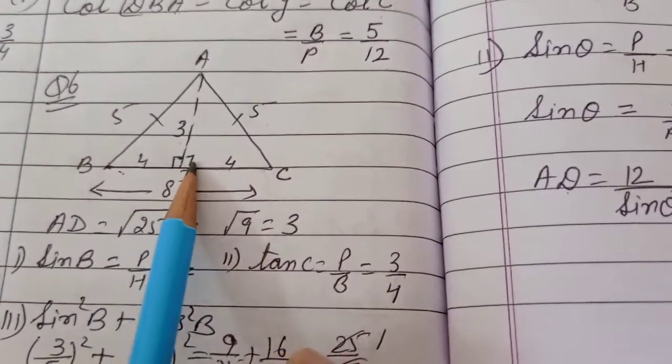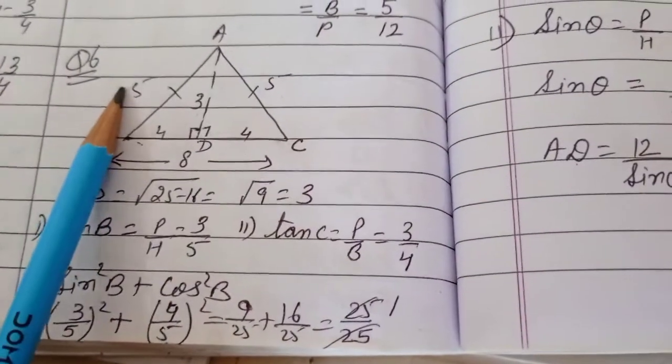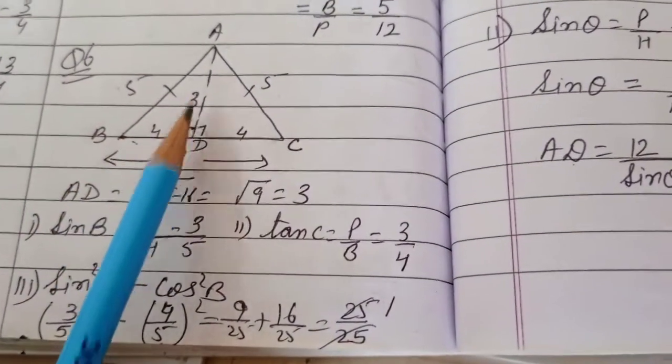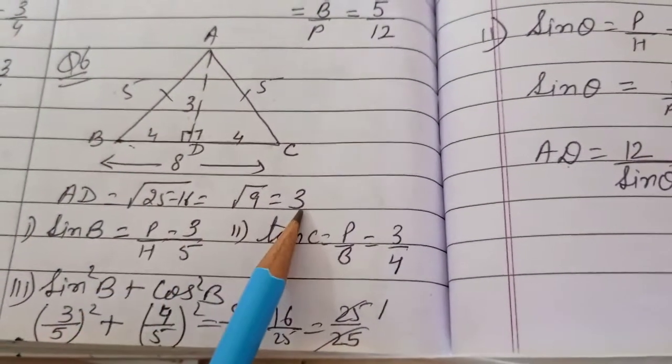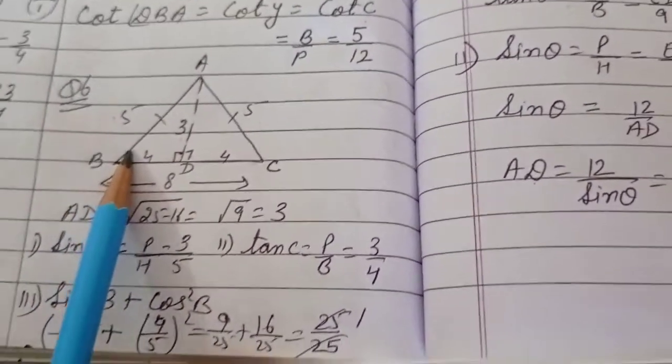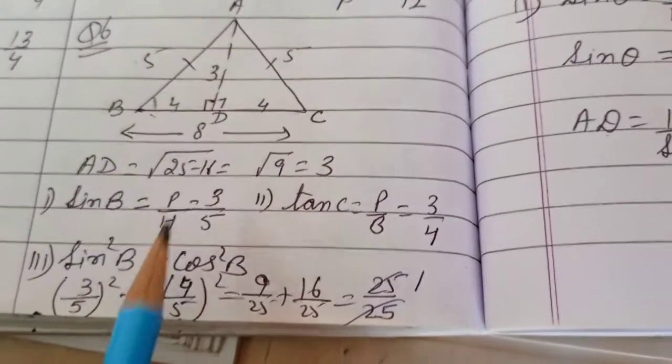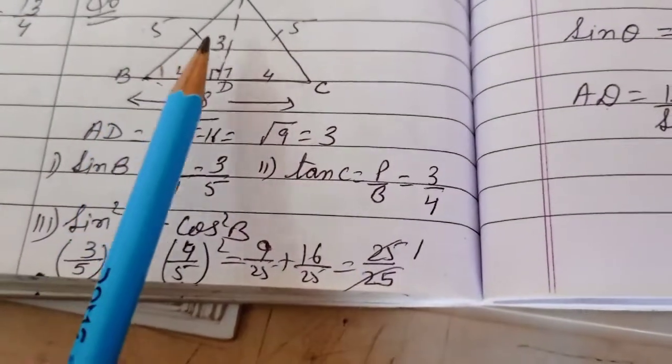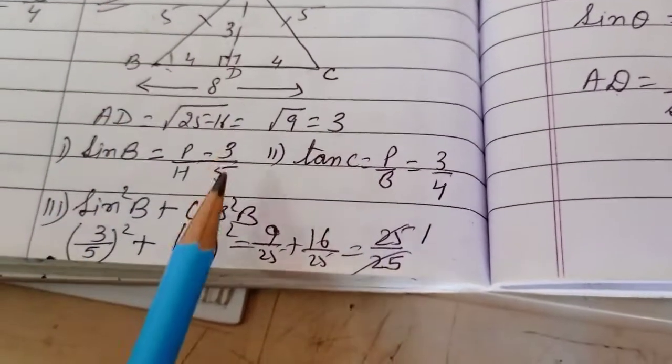And this angle will be 90 degrees. As this is 5, this is 4, I can find AD using Pythagoras, that I already got. Now we are asked to find sin B. Sin B means we have to use this triangle. Sin is equal to P over H. What is perpendicular? 3, hypotenuse 5.